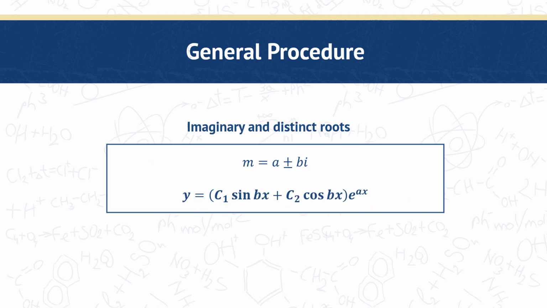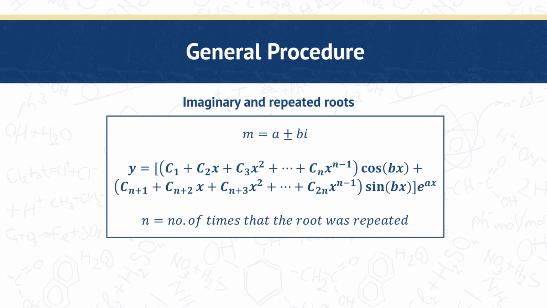Now for imaginary roots, they will always take on the form a plus or minus bi, where a and b are constants. If you have distinct imaginary roots, they should take on this form of the general solution. So y is equal to the quantity c sub 1 sine bx plus c sub 2 cosine bx times e raised to ax. And lastly, for imaginary and repeated roots, they will take on this form of the general solution.